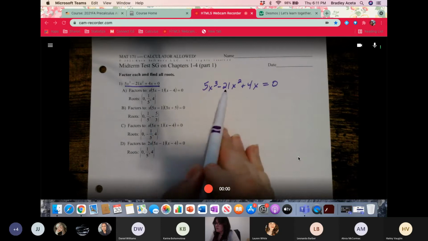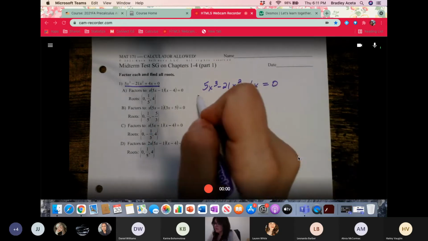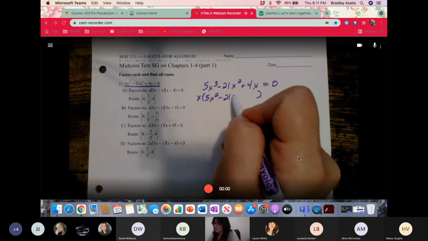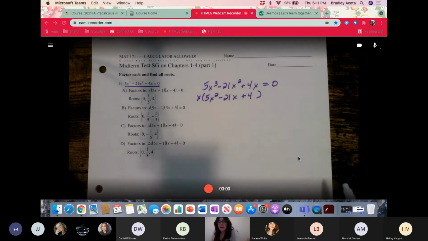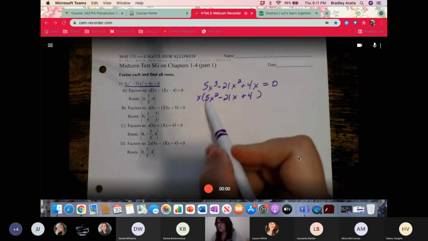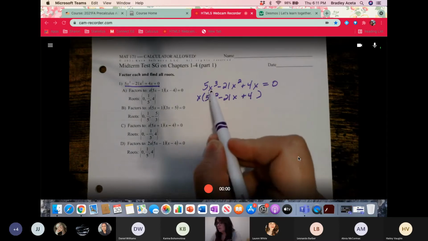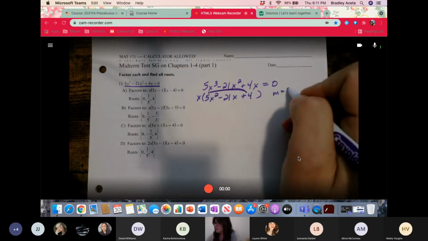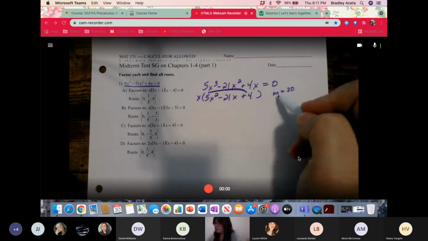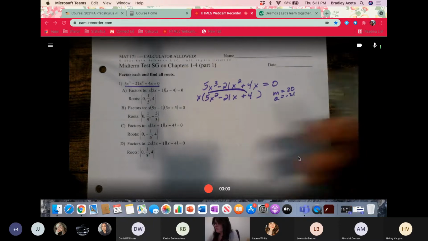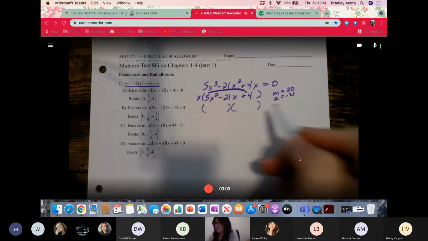So the first thing you should notice is they all have an x. So we're going to factor out an x. 5x squared minus 21x plus 4. Now, this is a trinomial with a coefficient larger than 1, and you need to know how to factor this. And this is how I do it. I say what multiplies to 20 and then adds to the middle, negative 21. The two numbers that multiply to 20 but add to negative 21, you put them in parentheses.